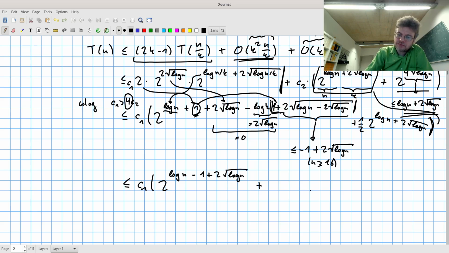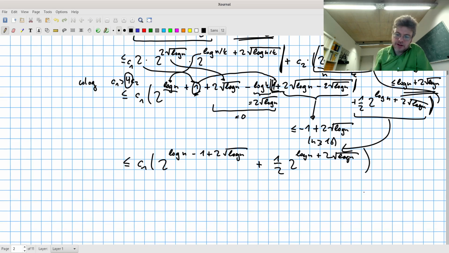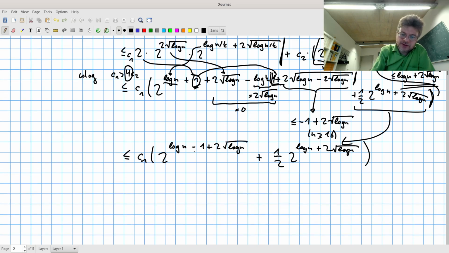Plus 1/2 from the other part, from here, 2 to the log n plus 2 square root log n. Okay. So now this is also 1/2 times 2 to the log n plus 2 square root log n, so it's the same as this one, and 2/2 is 1, so this is C1 2 to the log n plus 2 square root of log n, and that's what I wanted to show.